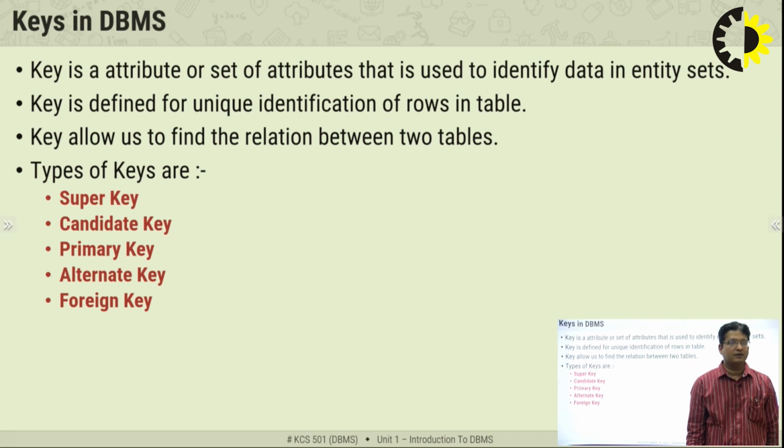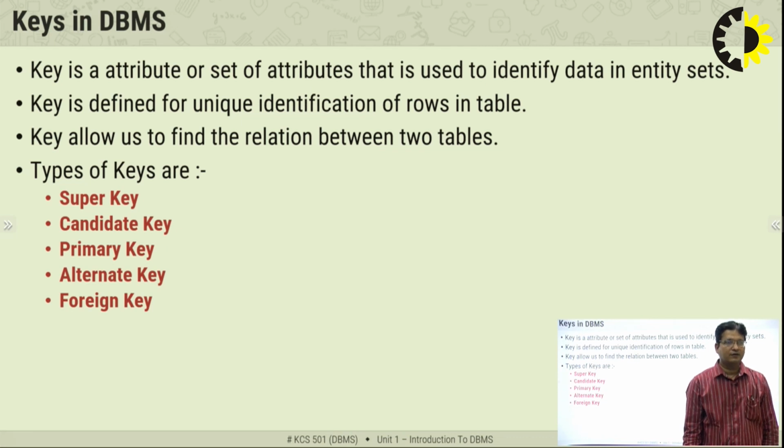And an alternate key is a candidate key that is not selected by the database designer for unique identification purpose. Consider an example where there are two candidate keys, roll number and enrollment number. Suppose roll number is selected by the database designer for unique identification purpose, then it becomes the primary key, and the other key, enrollment number, that is not selected, becomes the alternate key.